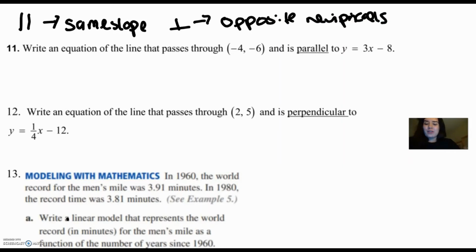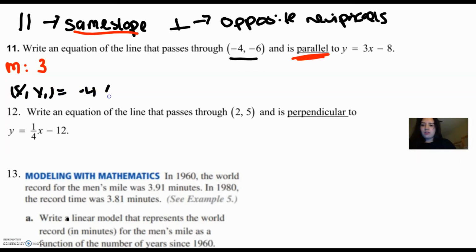So we're going to write an equation of the line that passes through (-4, -6) and is parallel to y equals 3x minus 8. So our important thing every time we write an equation is we need slope. And if they're parallel lines, then we know that they have the same slope. So slope is 3. And we're going to take that other information, that x1, y1, as -4, -6.